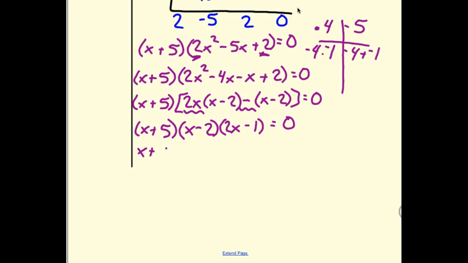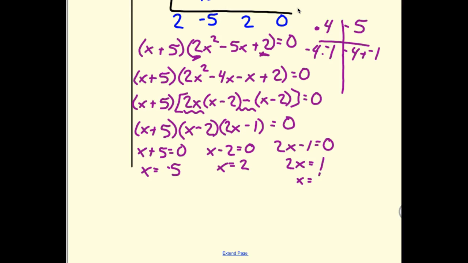Setting each piece equal to 0 now that we have it completely factored. And then solving, we get that first 0 that we were already given, -5. We get a 0 of 2. Here we'll have to add 1 to both sides and then divide by 2. We have a 0 of 1/2. Writing these as ordered pairs for our x-intercepts, we have (-5, 0), (2, 0), and (1/2, 0).